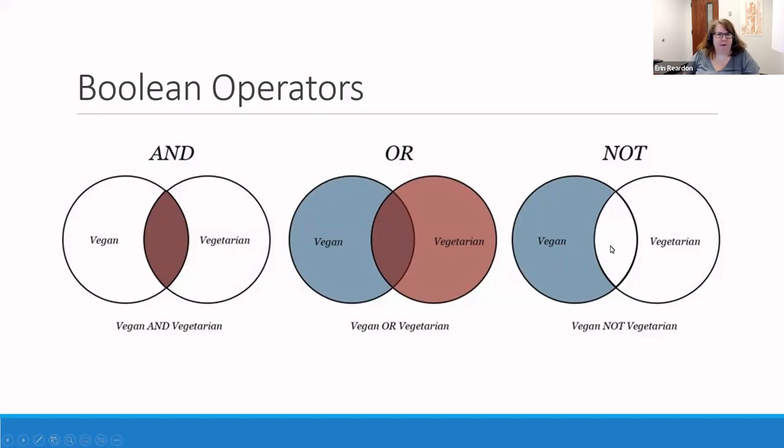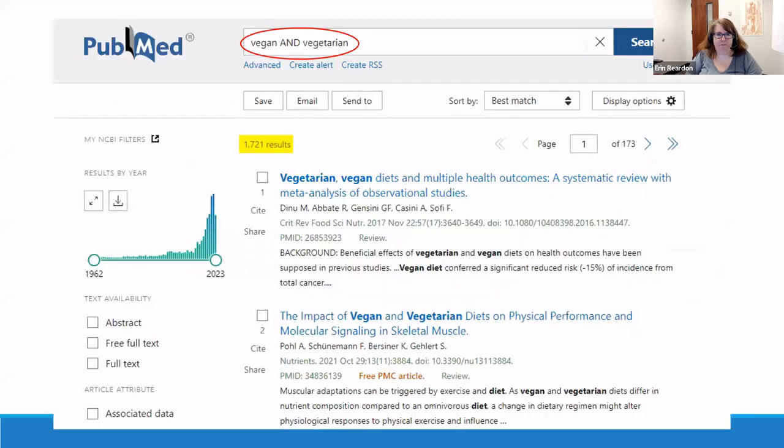So these articles might be relevant to what you're looking for, but you're not going to find them in the search. So that's why NOT is a use-sparingly kind of tool. And here's what that looks like in practice.